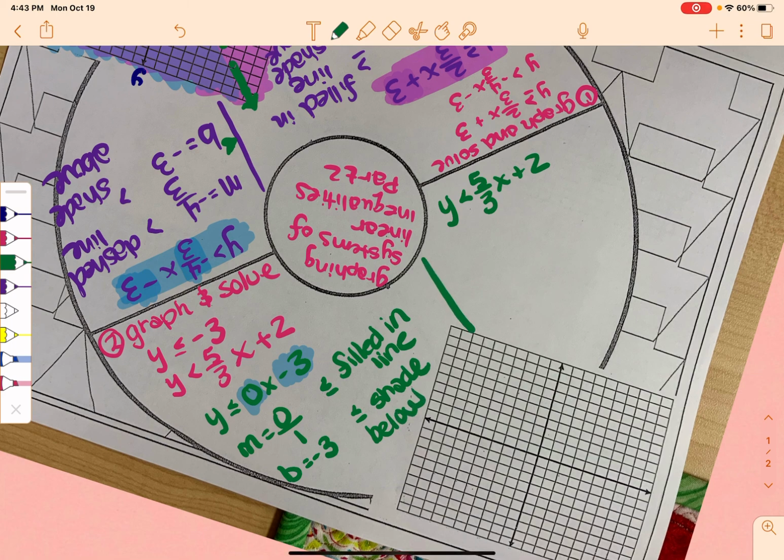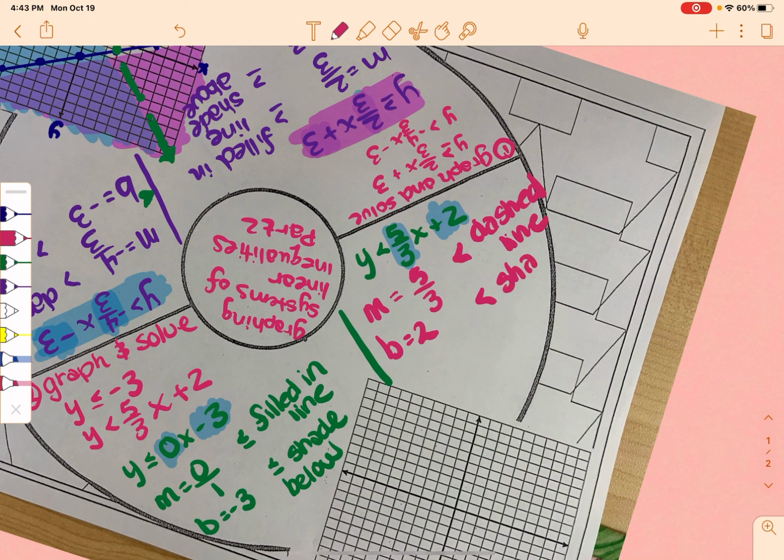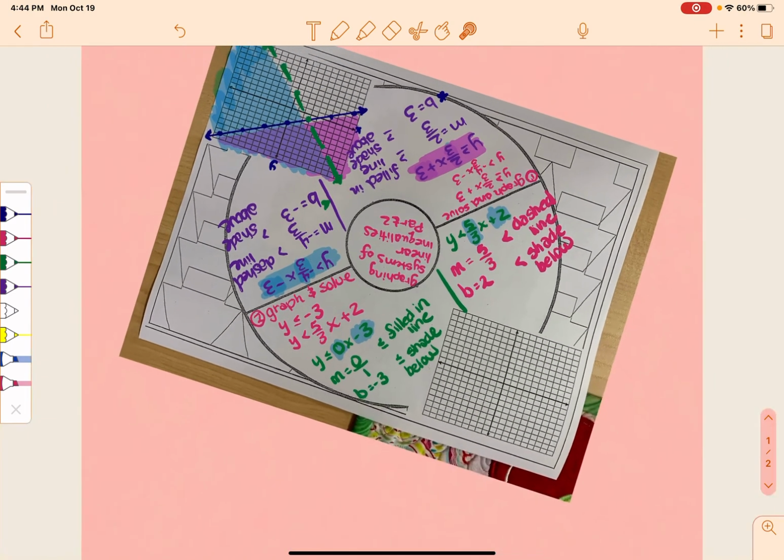Draw my line here. Okay, now if I go over to the other one, here's my slope and my y-intercept. So my slope is 5/3. My b value is +2. So with that kind of inequality, it is a dashed line. And that kind of inequality, it's going to be shaded below. So I've gotten all 4 pieces for this inequality and all 4 for this one.